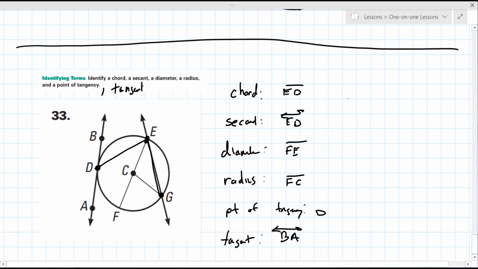So for example, if you wrote ED with a line symbol above it for chord, this would be wrong. That's what your teachers are looking for if they ask you to write it. If you were to write line FE, that's also wrong. Line FC is also wrong because this is a line segment FC, or this is also wrong.